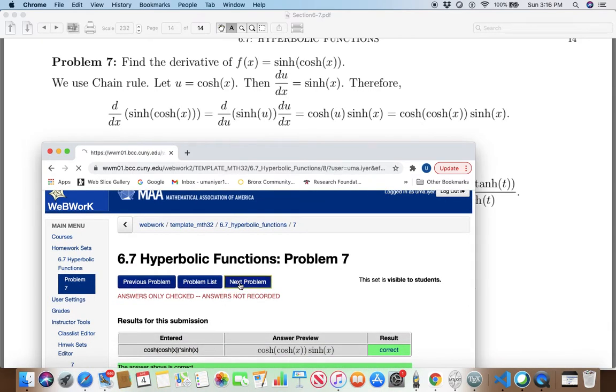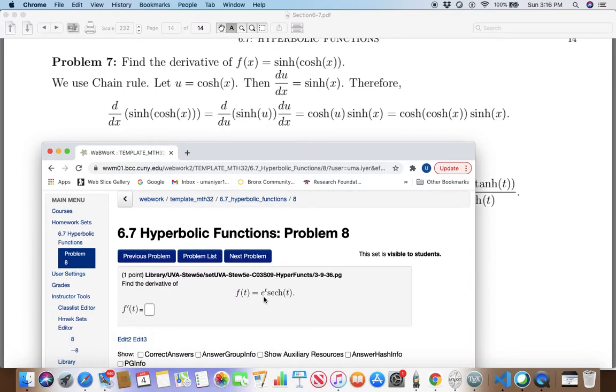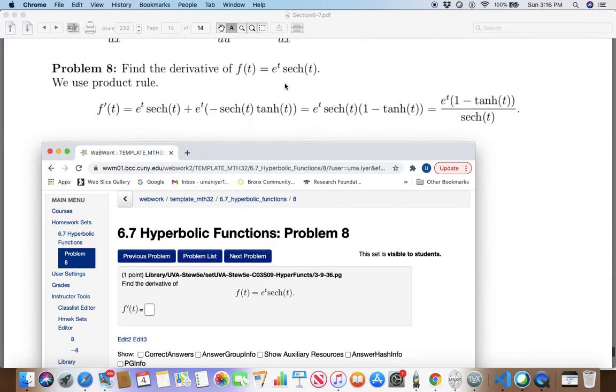Okay, correct. Next, find the derivative of e^t sech t. This calls for the product rule. Derivative of the first as it is, e^t, second as it is, plus first factor as it is, derivative of sech t, which is negative sech t tanh t. So sech t and e^t are common factors: e^t sech t times (1 minus tanh t).